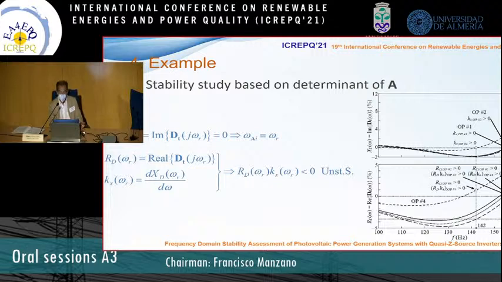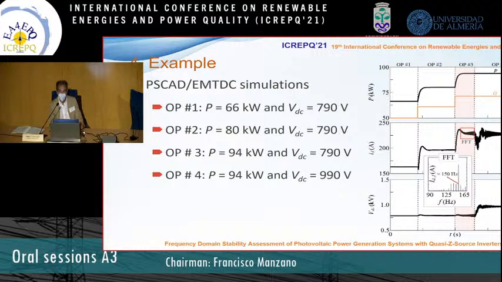Last, we can verify the results obtained by the eigenvalue analysis and the frequency domain criterion proposed in the paper by means of PSCAD simulations. We have the evolution of all the operating points and the response of the system. We can see on the right that for the first operating point at 66 kilowatts and 790 volts, the system is stable.